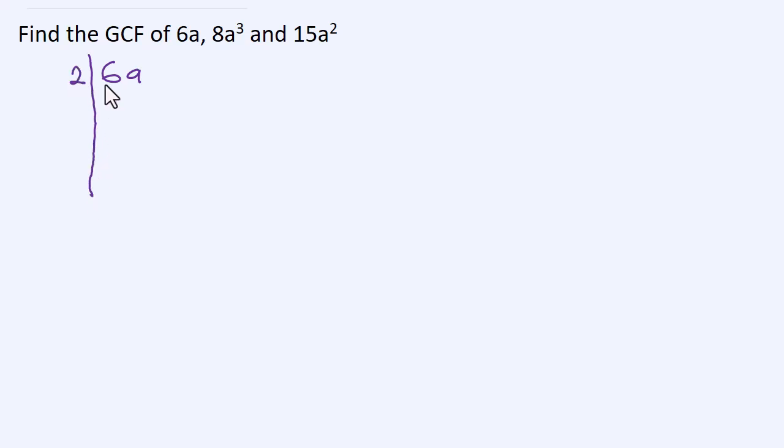2 can, right? 6 divided by 2 gives us 3, just bring down your a. 3 divided by 3 is 1, just bring down your a. And a divided by a is 1. Okay, let's go for the next value, which is 8a cubed.